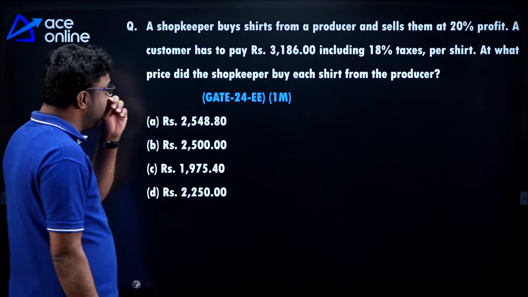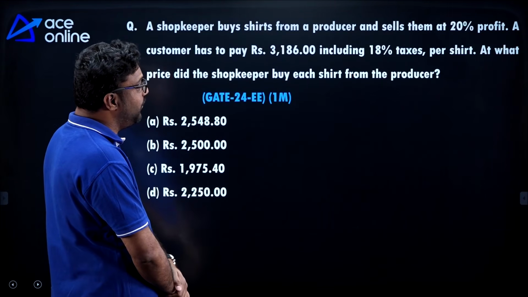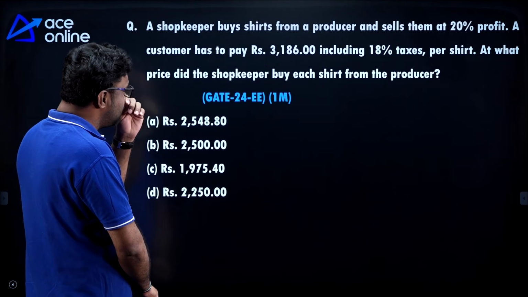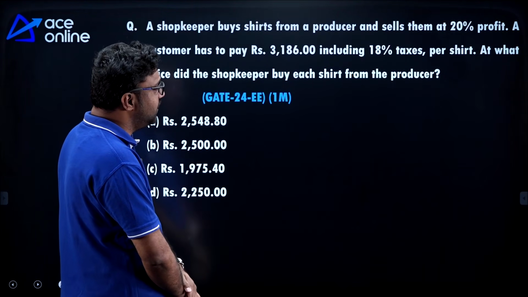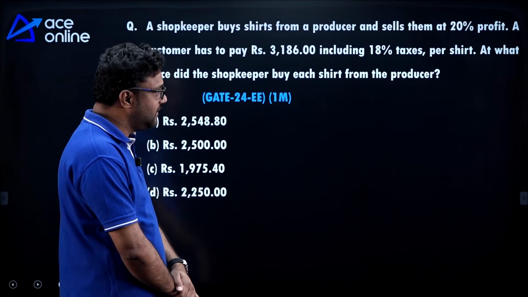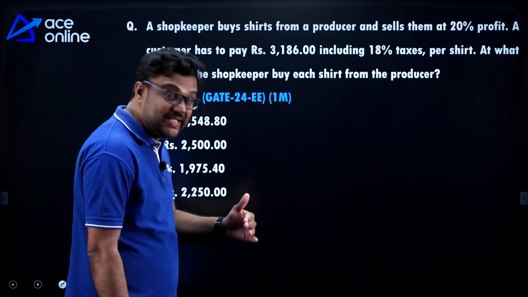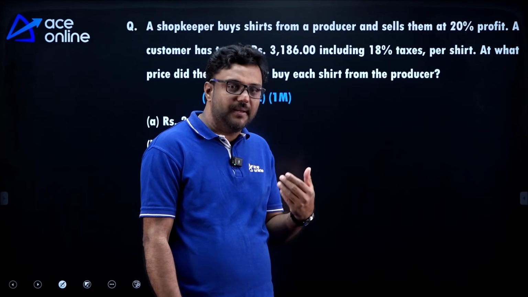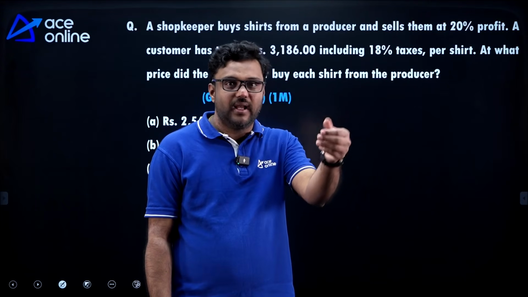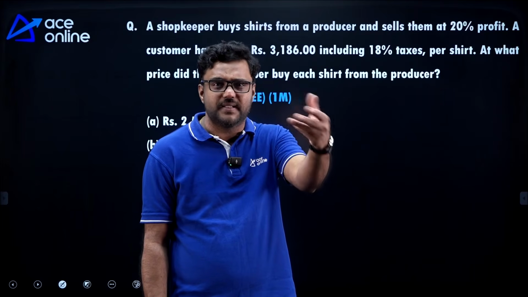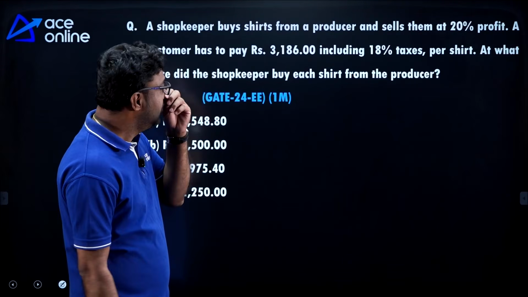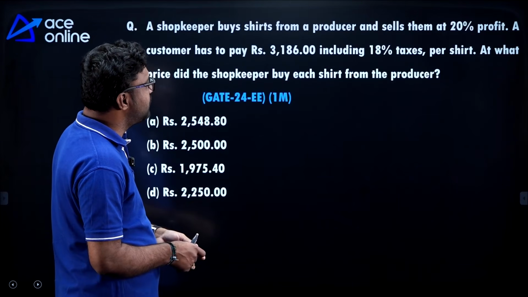A shopkeeper buys shirts from a producer and sells them at 20% profit. A customer has to pay 3,186 rupees including 18% tax. See, generally tax will be on the selling price. Let's say 100 rupees is what you are purchasing, with 3% tax we'll pay 103 to them, right? And 20% profit, so fine.